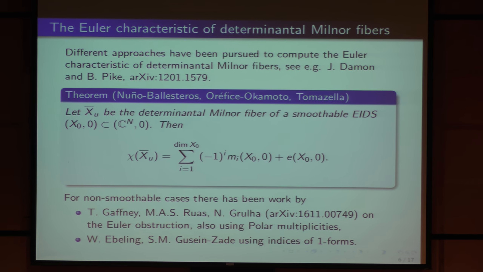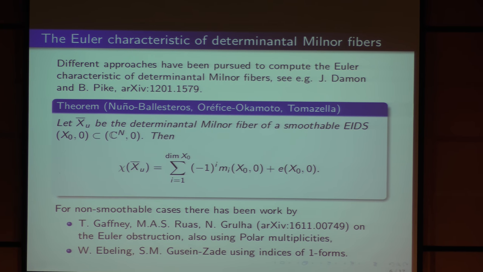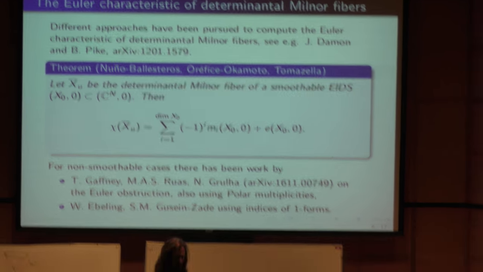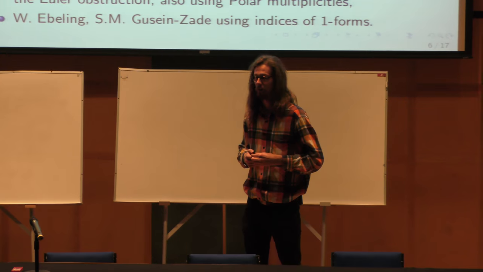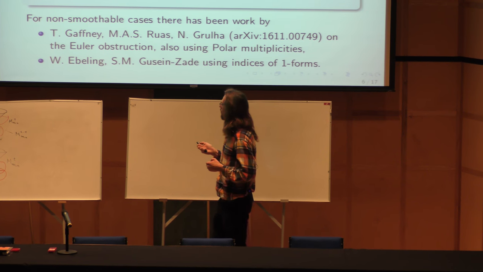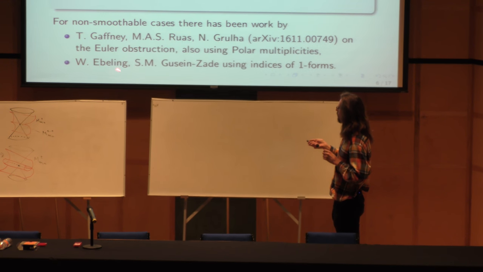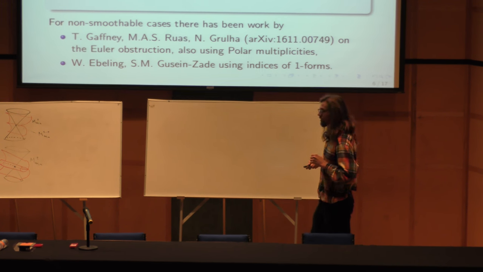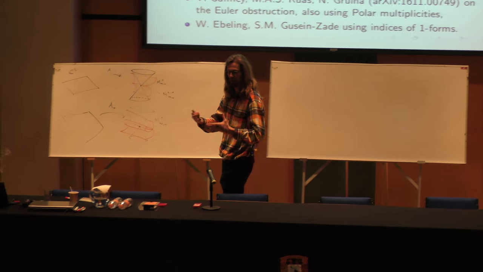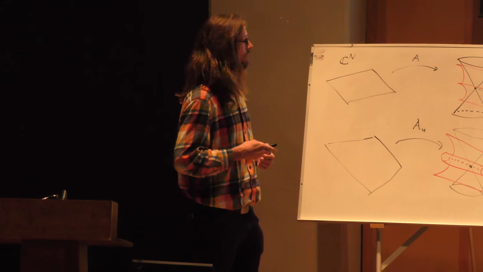There has also been work on the non-smoothable case, here by Terence Gaffney, Maria Ruas, and Nivaldo Grulha. They have an article on the Euler obstruction of the generic determinantal variety and also the associated determinantal singularities, and they also use polar multiplicities. And then there is the original article, from which the definition of EIDS comes, by Wolfgang Ebeling and Sabir Gusein-Zade. They use indices of one-forms, which is a nice differential topology approach, but it doesn't serve well for computations.